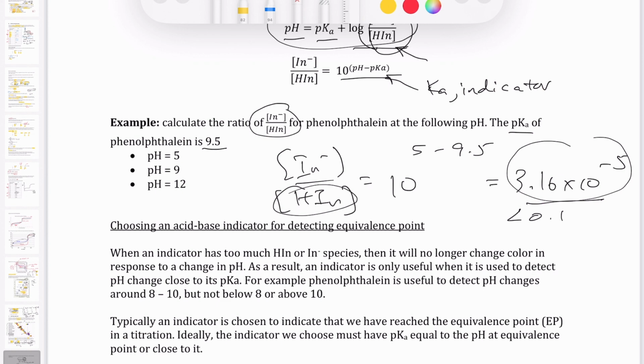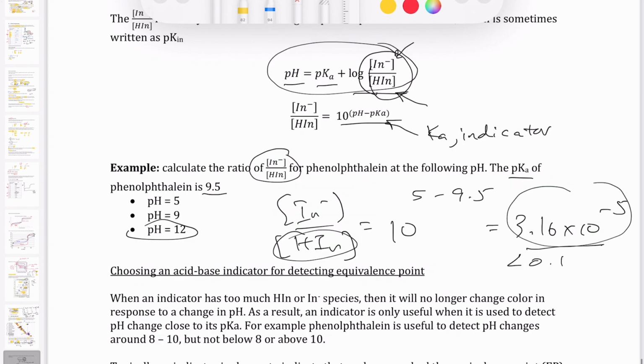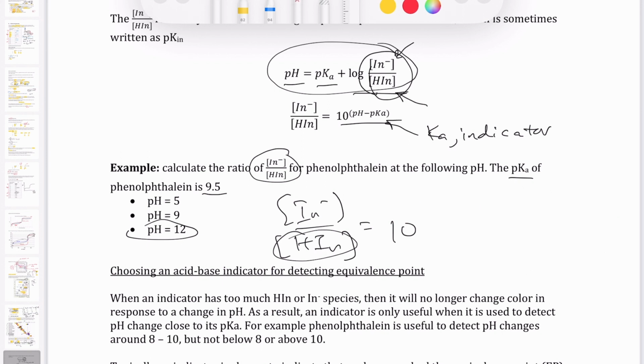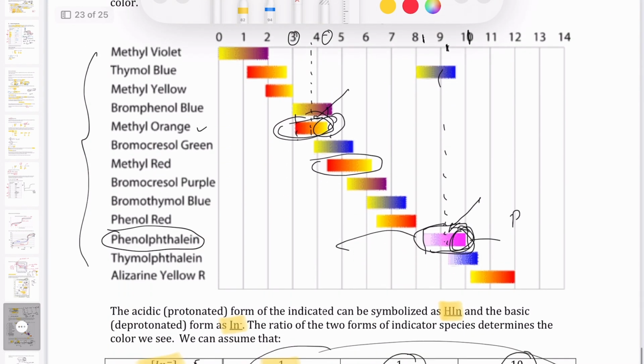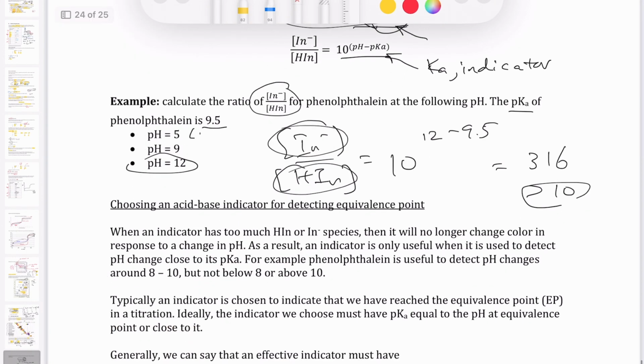I can apply this with, say, pH 12, same exact calculation. So the IN minus to HIN will be 10 to the power of 12 minus 9.5, about 316, which of course is greater than 10. And so the color you'll see is the color of the IN minus. For phenolphthalein, that's pink, okay? So at pH 5, we'll see colorless. At pH 12, we'll see pink, okay?